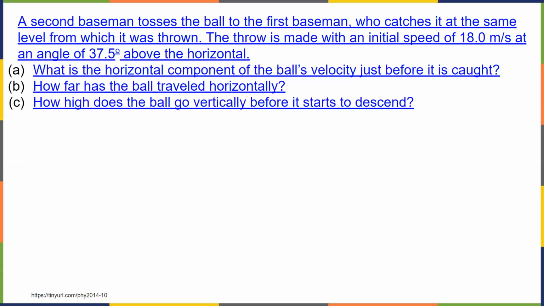All right, so let's take a look at the example here. A second baseman tosses the ball to the first baseman who catches it at the same level from which it was thrown. The throw is made with an initial speed of 18.0 meters per second at an angle of 37.5 degrees above the horizontal. It's asking the following questions. What's the horizontal component of velocity just before it's caught? How far has the ball traveled horizontally? How high does the ball go vertically before it starts to descend? So those 3 questions.